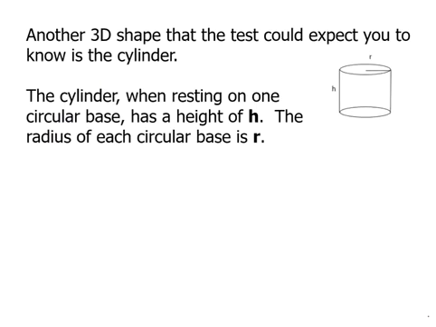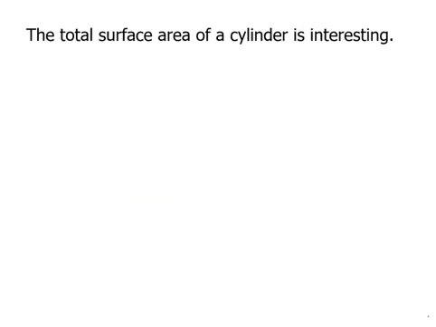Another 3D shape the test could expect you to know is the cylinder. A cylinder, when resting on one circular base, has a height of h. The radius of each circular base is r. Of course, a cylinder is a very common shape. Any can, for example, is a cylinder shape. The volume of this is pi r squared times h. And that's a really good formula to know. So basically, area of the base times the height.